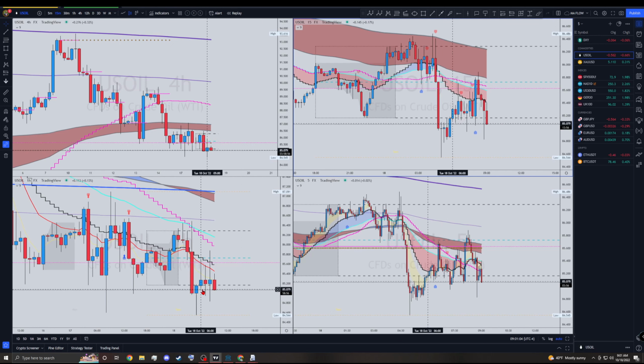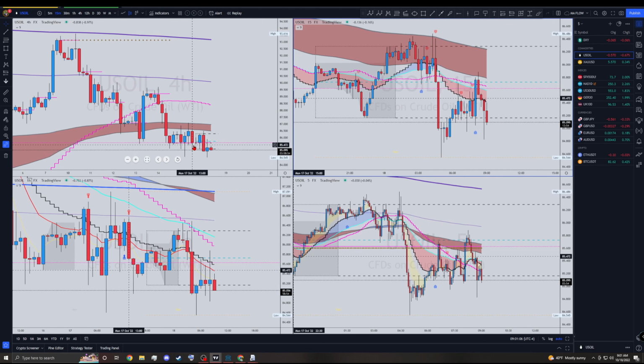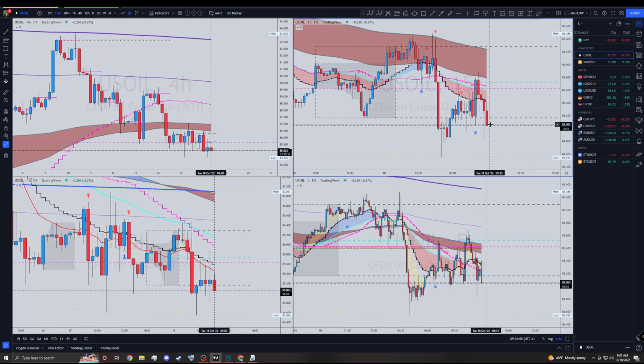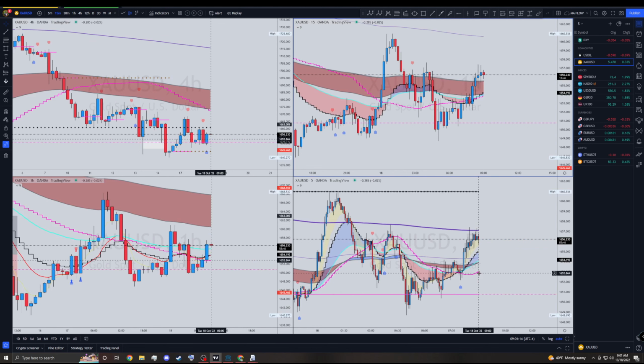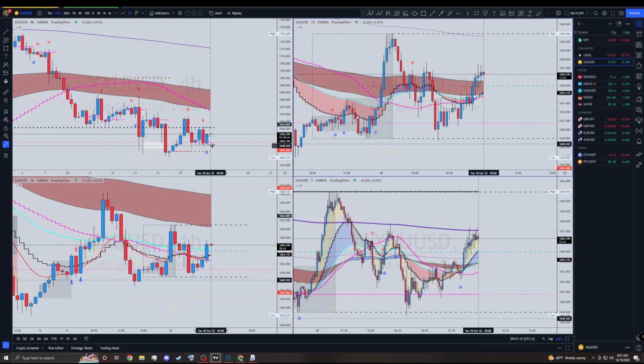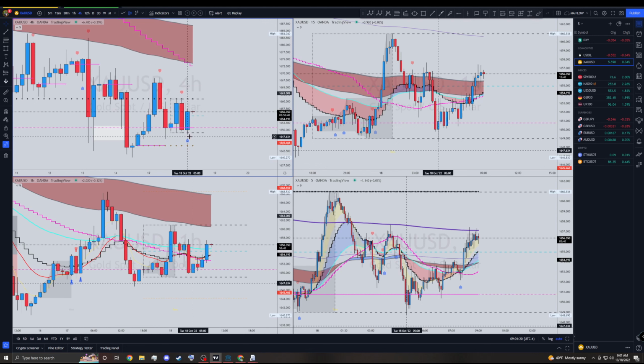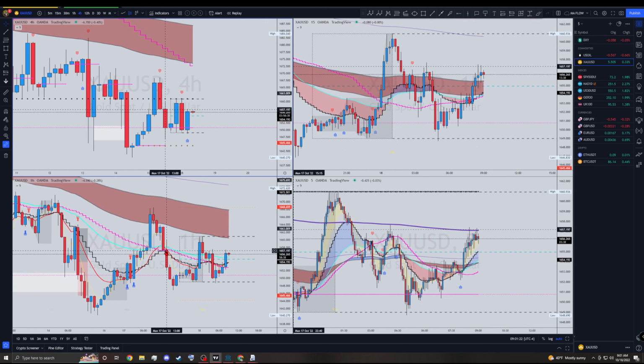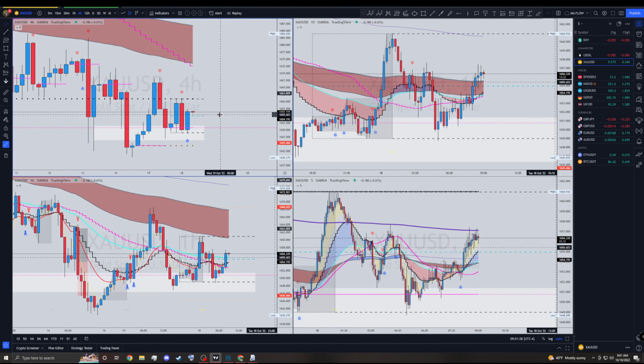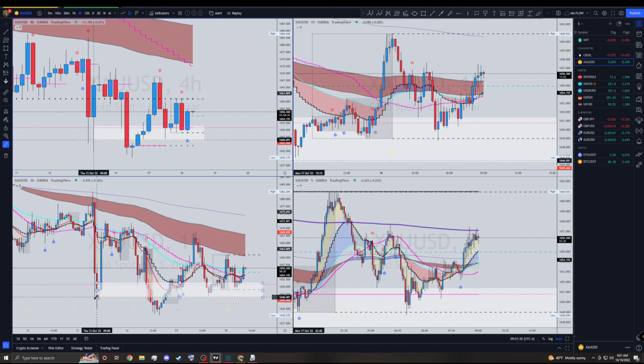Oil is rejecting the buyers. Oil is definitely going bearish right now. It looks like it's attempting to. Gold. We're in a bearish trend, but buyers staying active here.